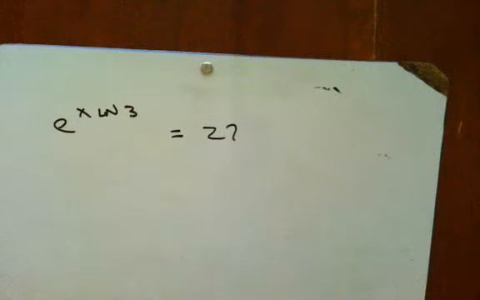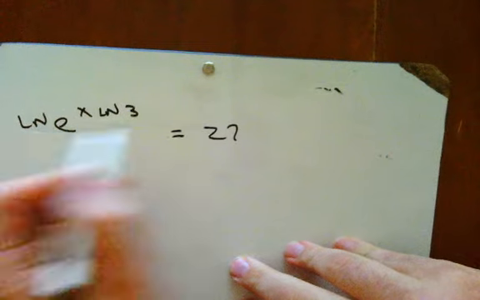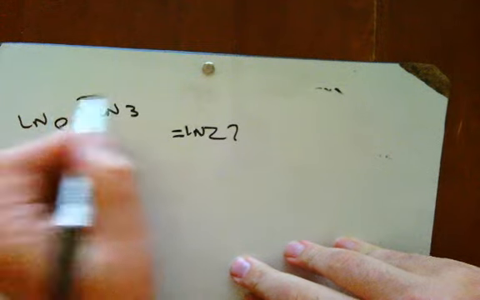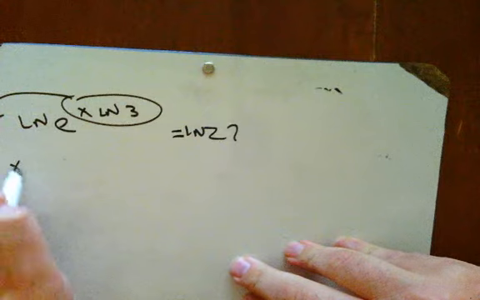So that's solving equations. Do we have any time left? We have a couple of minutes. Let's see if we can squeeze in one or two solving problems. And I'm not going to tell you how, I'm just going to say solve. So how about this one? e to the x ln of 3 equals 27. How will we solve that?